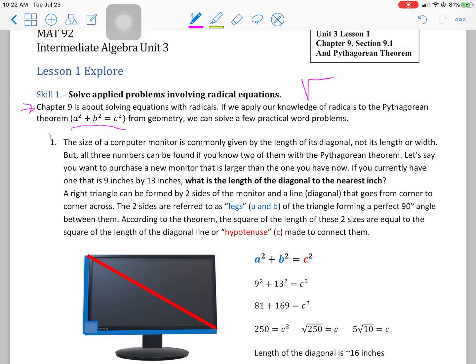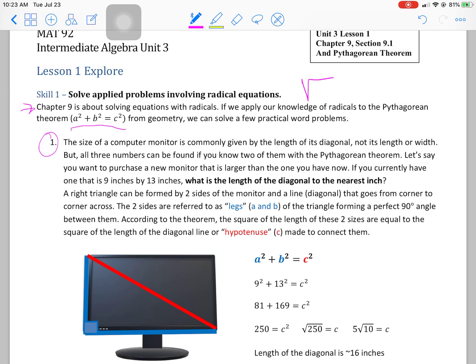So number 1 says the size of a computer monitor is commonly given by the length of its diagonal, not its width or length. So when you go to purchase one, they have them by diagonal inch size. And you may be coming with something that you can fit a certain size one on your hanger or on your desk or whatever screen that you want, but you need to convert it into a diagonal measurement to know what you're talking about, to match them up.